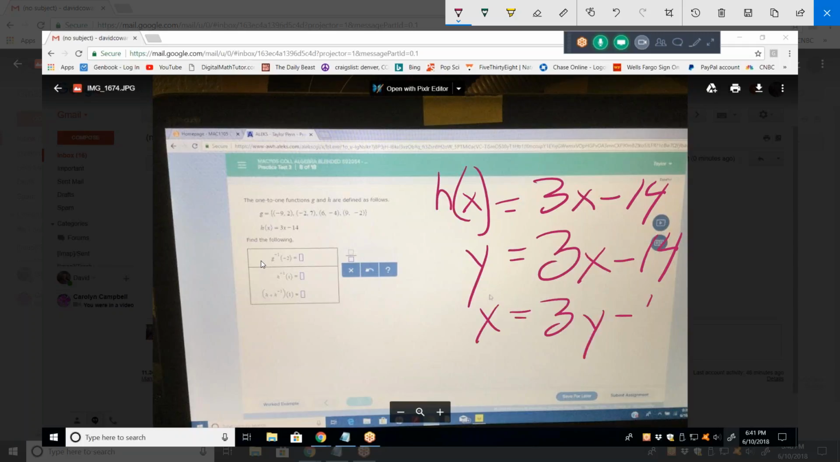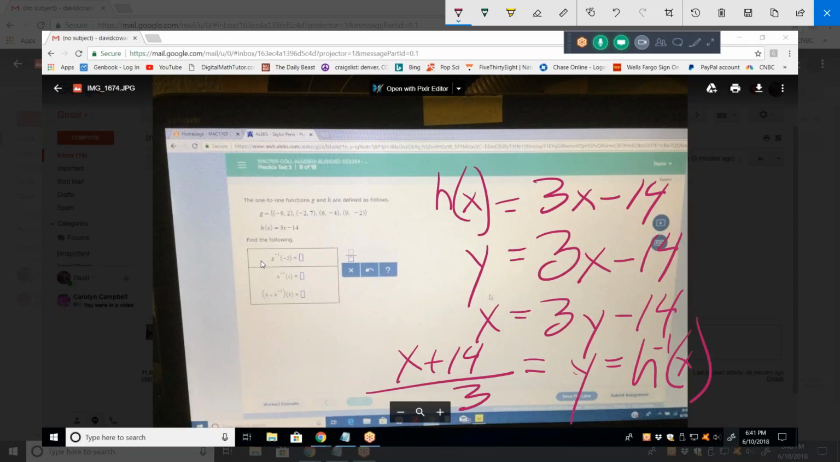So what's y equal to? So y will equal, add 14 to the left side, then divide everything by 3. So x plus 14 over 3 equals y. And that is h inverse of x.